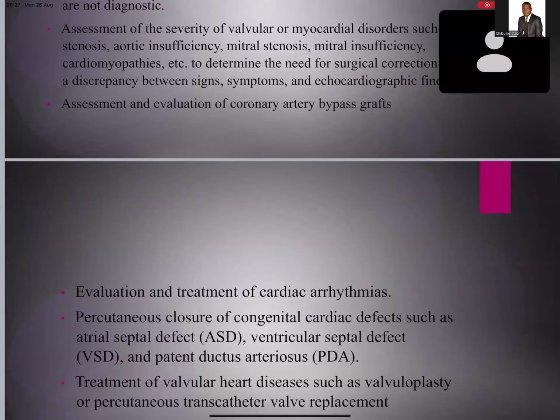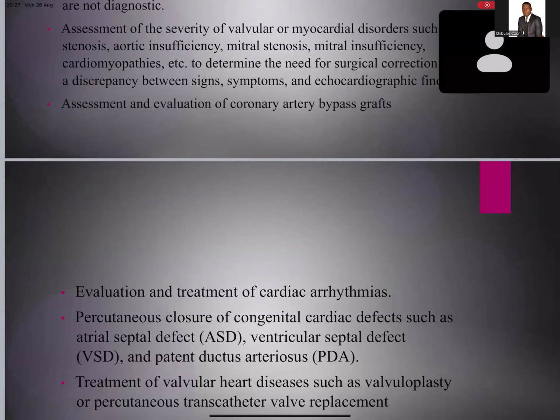However, before the procedure, a thorough history should be taken with special emphasis on contrast allergy. We all know that prevention is better than cure. So a detailed examination is done to assess the access site, and then peripheral pulses are usually documented.